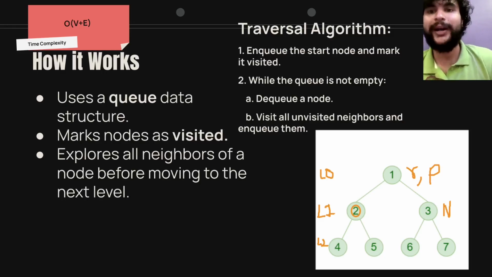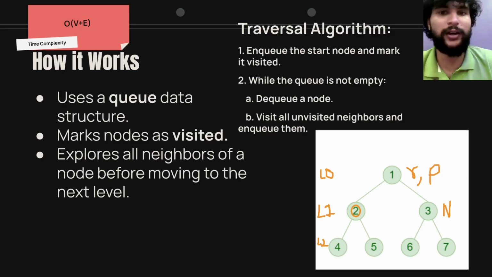Now, why do we mark nodes as visited? If we don't, we might go in loops. For example, a node A might link to a node B, which links back to A. Without marking, we'll just keep jumping back and forth between A and B forever.